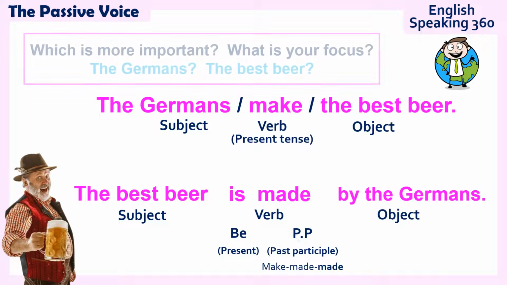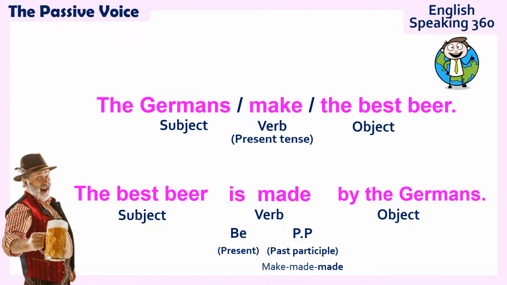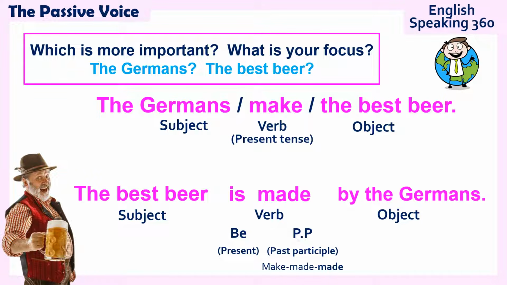Now, be careful, because these two sentences are good sentences, and this is where many students make a mistake. You have to ask yourself, which is more important? What is your focus? Are you focusing on German people? For example, are you giving a speech about German people? If so, choose the first sentence. The Germans make the best beer.